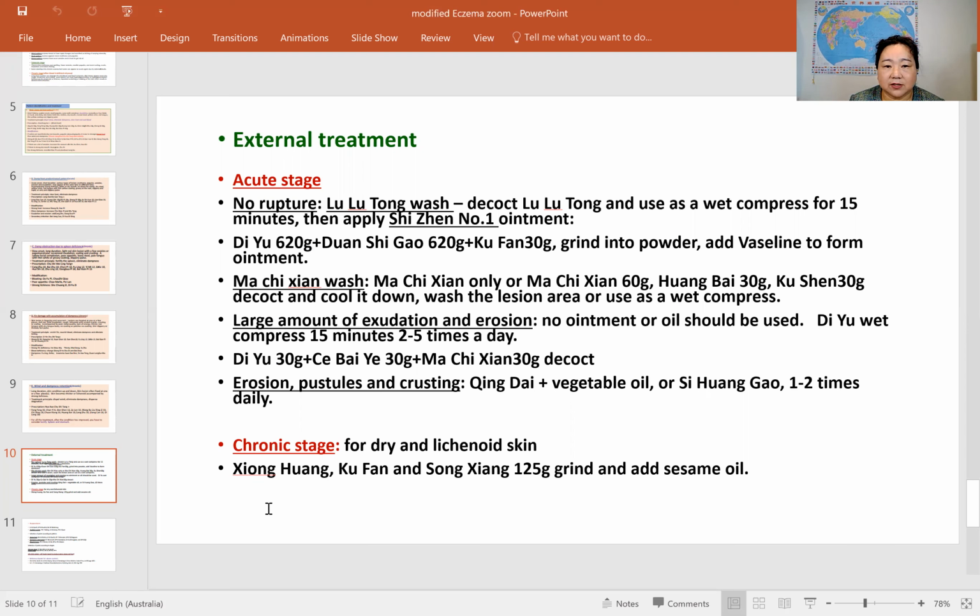For the chronic stage, mainly for dry and lichenified skin, you can use these 3 ingredients, add sesame oil, but 雄黄 is forbidden in Australia again. 松香 sometimes is hard to find. So I just give it to you as a reference.